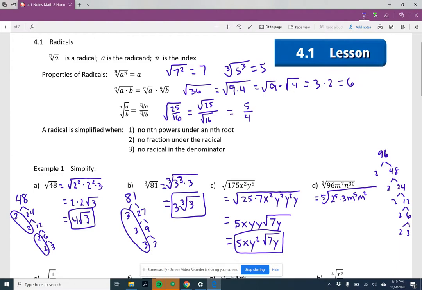30 is divisible by 5, so we're going to make that n to the 6th to the 5th power. Then 2 comes out, m comes out, n to the 6th comes out. So remember that fifth root undoes a 5th power. And then we have a 3 left underneath and an m squared. And we're done.